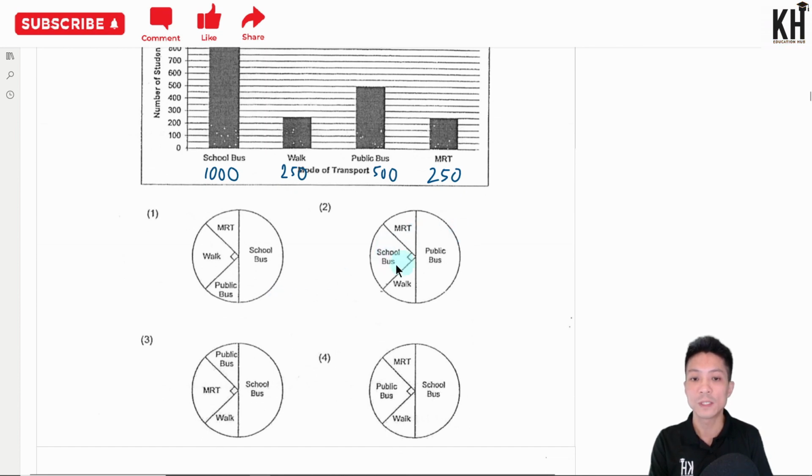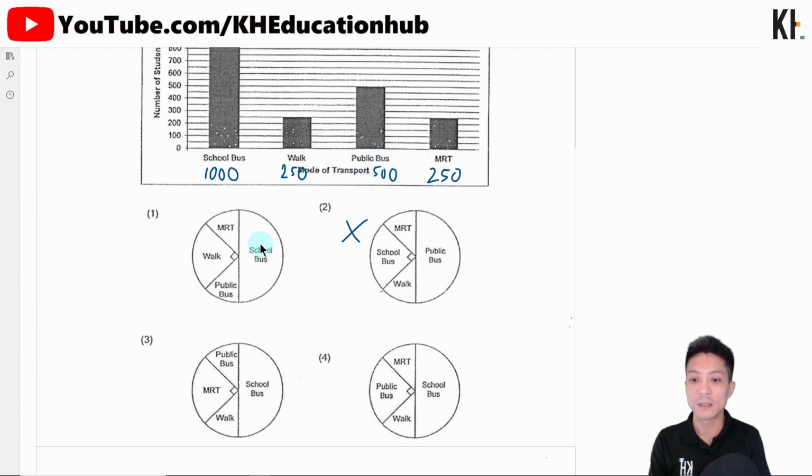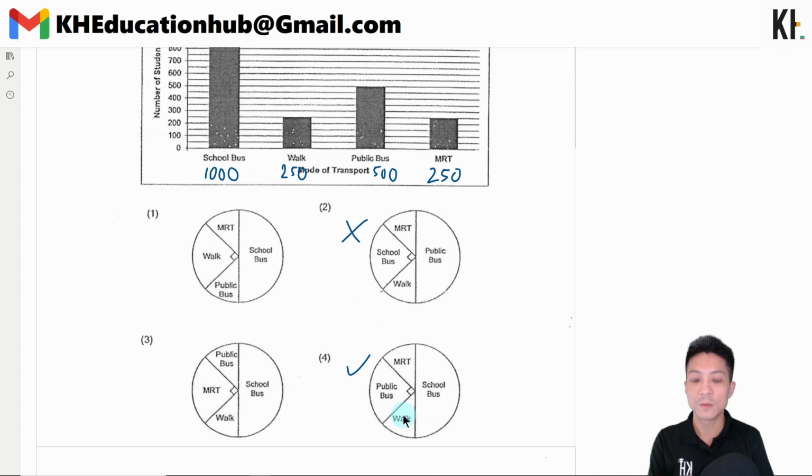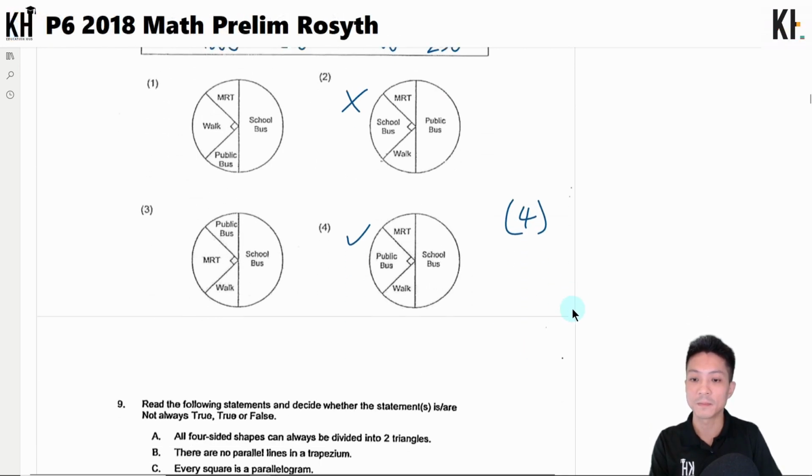Okay, number 2 is out. And public bus should be the one that is in 90-degree public bus. So the only one that's possible is number 4. Public bus is 90-degree. MRT and walking are the same. So in this question, the answer is number 4.